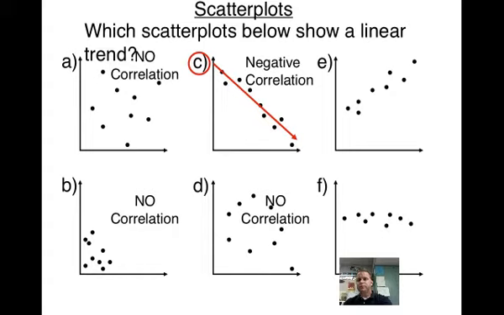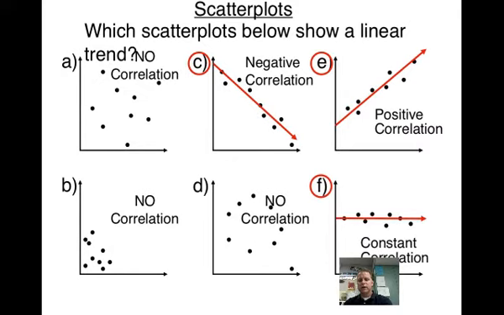E, do they seem like they're forming a line? I would say yes. This would be a positive correlation. As one goes up, the other goes up. And then our next one, that has a constant correlation. It doesn't really change too much. It's going pretty much just straight across.